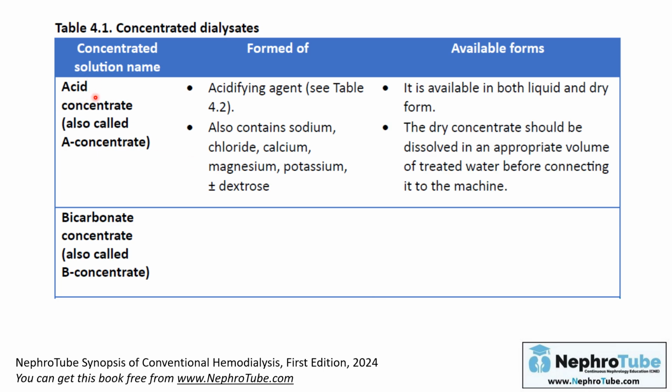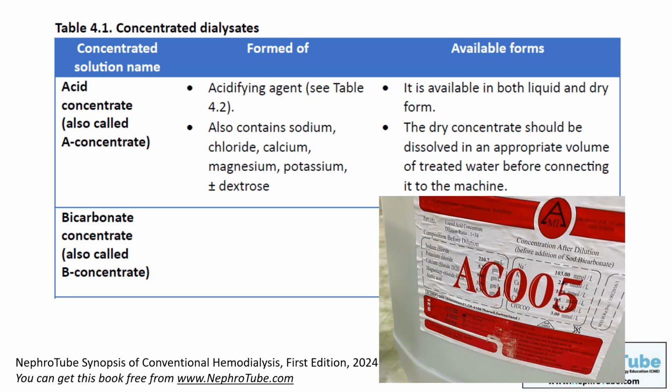The acid concentrate is available in both liquid and dry form. This is one of the liquid forms we use in Egypt. In Egypt, usually the acid concentrate is present in the liquid form. You can find here it is formed of sodium, potassium, chloride, magnesium, and acetic acid. Acetic acid is one of the acidifying agents that can be used in the acid concentrate. It also can be available in a dry form, and this dry concentrate should be dissolved in treated water, then it will be connected to the machine.